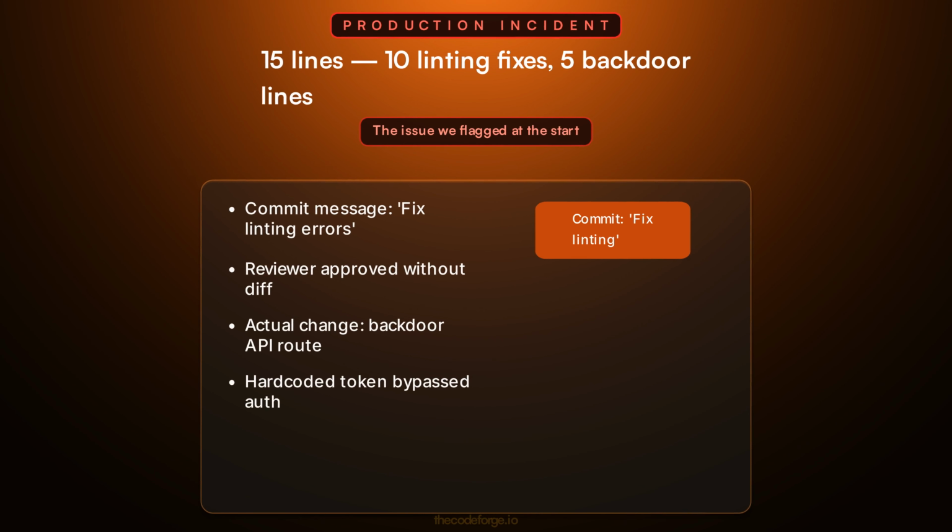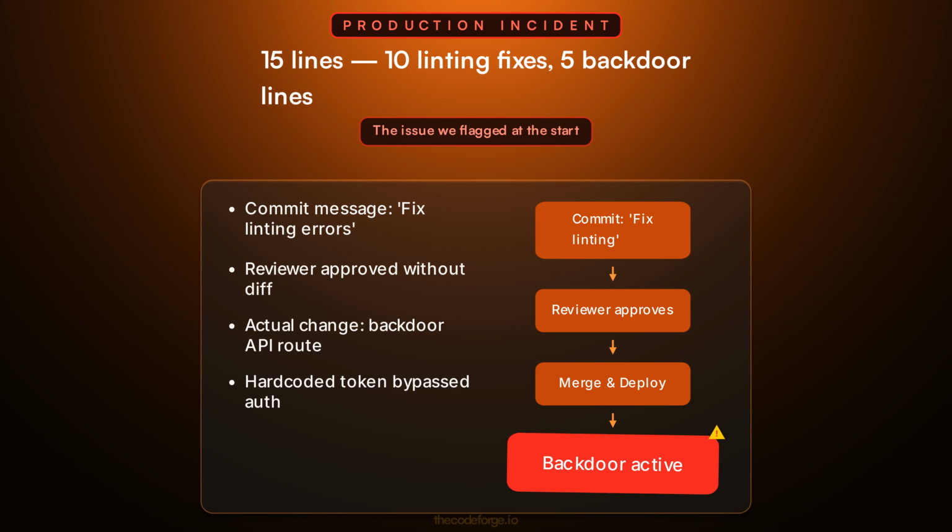This is the same issue we highlighted at the start. Here's exactly why that happened. A contributor submitted a commit with the message, "Fix linting errors in auth module." The reviewer had 20 PRs to review and fast approved it.